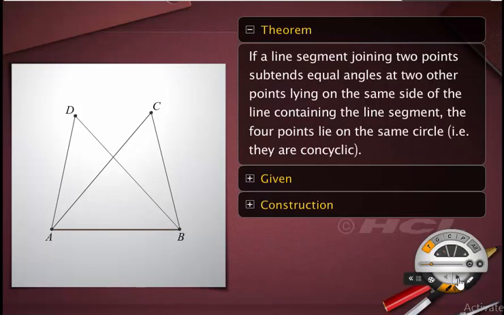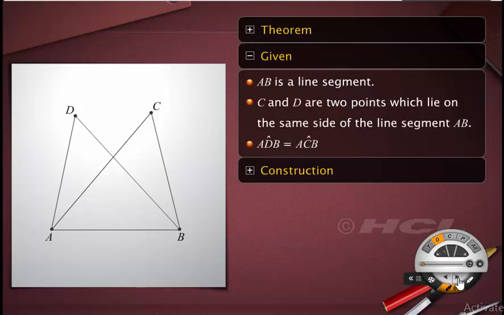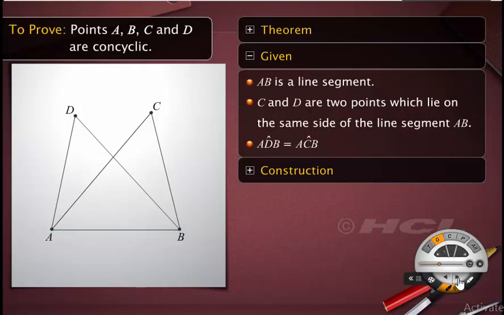Let's now see the converse of this theorem. If a line segment joining two points subtends equal angles at two other points lying on the same side of the line containing the line segment, the 4 points lie on the same circle, that is, they are concyclic. It is given that AB is a line segment and C and D are 2 points which lie on the same side of the line segment AB. It is also given that the angles ADB and ACB are equal to each other. We have to prove that points A, B, C, and D are concyclic.